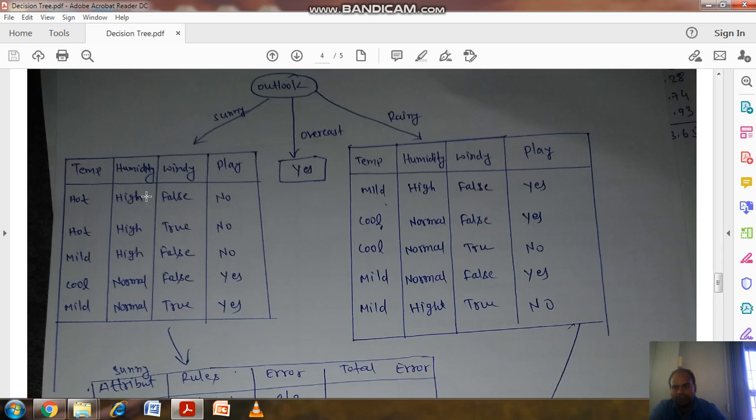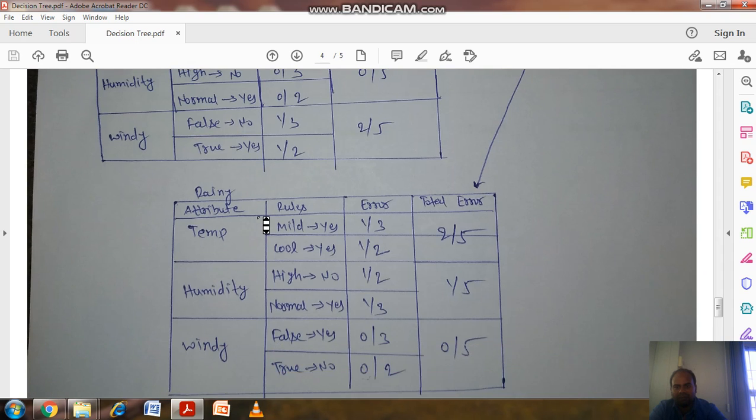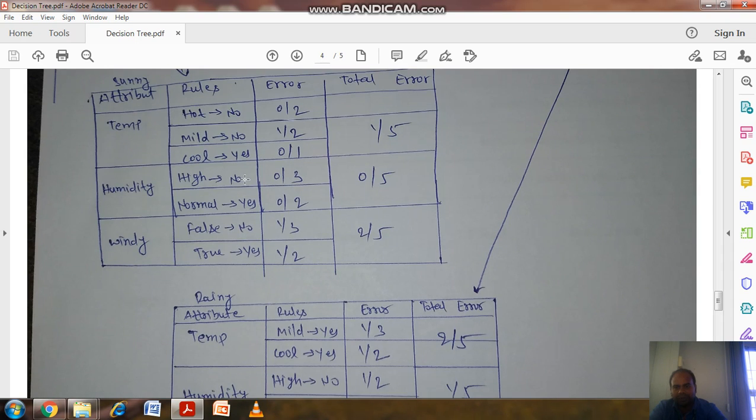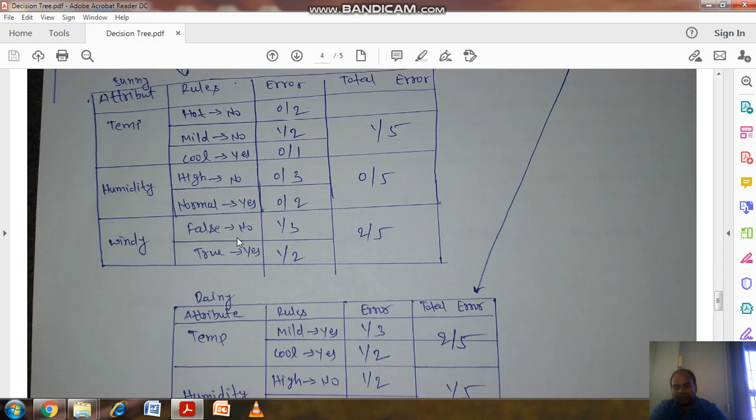Similarly, corresponding to humidity, it has 2 values, high and normal. So corresponding to high, there are 3 no. So we will make a rule: high no. So 0 error, because there is no case for high which doesn't support this. So high no, 0 error.